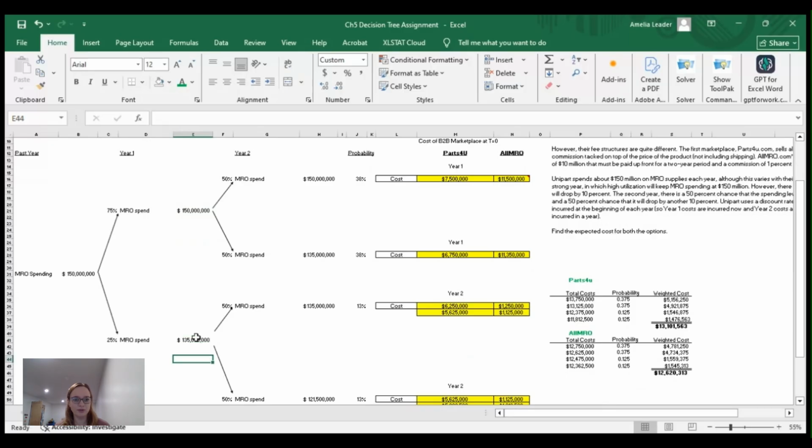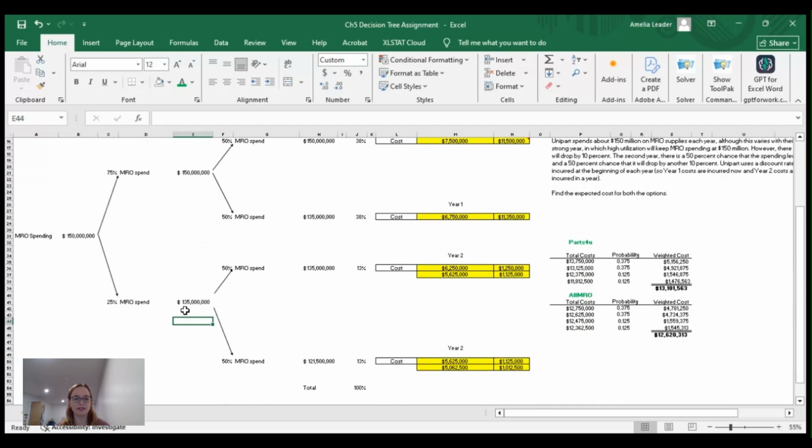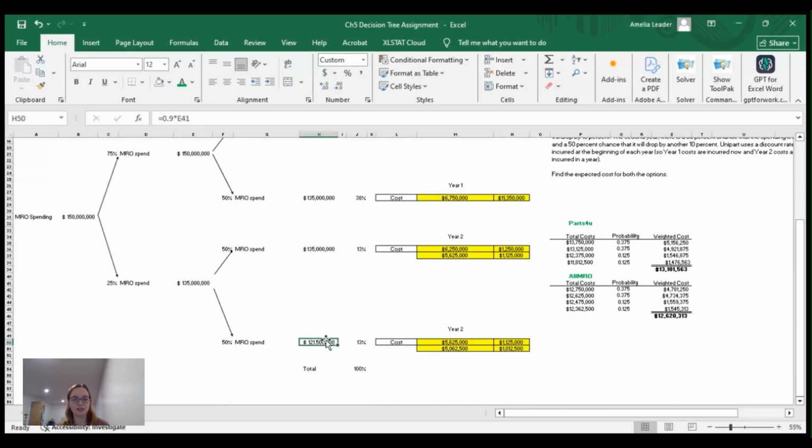From there, in year 2, with the spend staying the same, there is then a 50% chance the spending stays the same again, or a 50% chance it drops. And for this scenario, where the spending drops in the first year, 25%, there's also a 50% chance it stays the same, or a 50% chance it drops again. So the same calculation done again to get us 121.5 million.